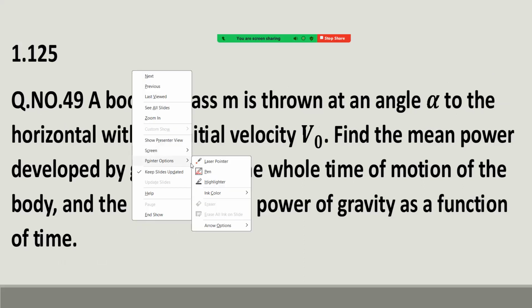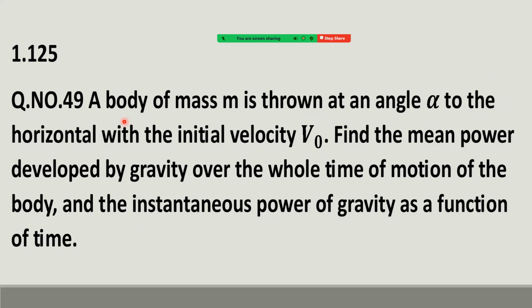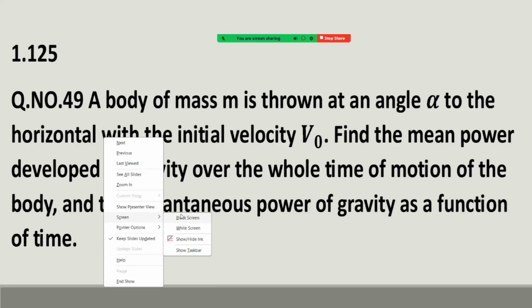Let's see the question. A body of mass m is thrown at an angle alpha to the horizontal with the initial velocity v0. Find the mean power developed by gravity over the whole time of motion of the body, and the instantaneous power of gravity as a function of time. Okay, let us see how to solve it.